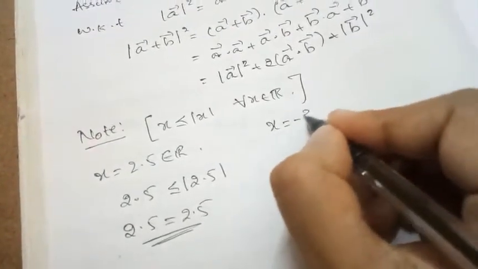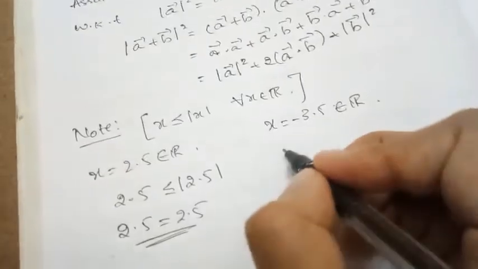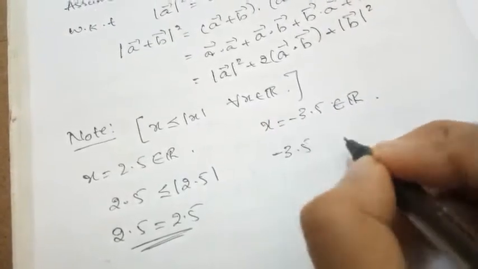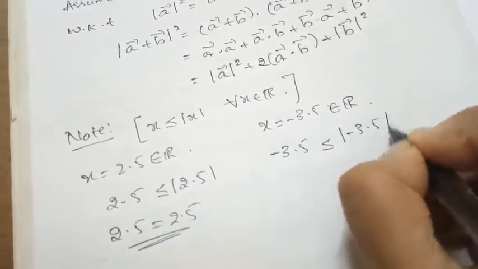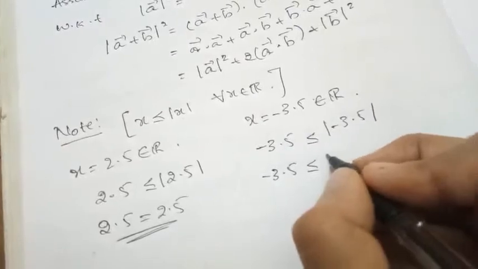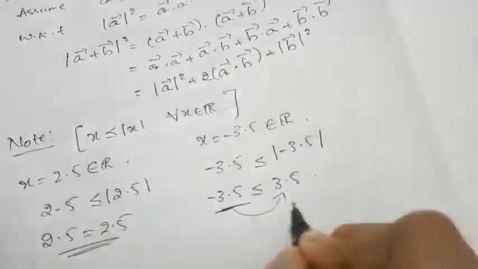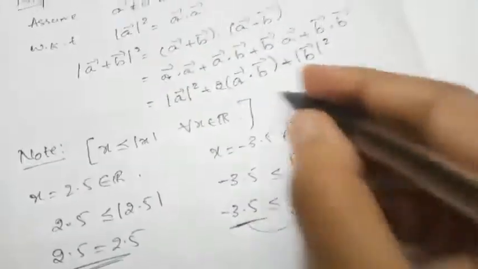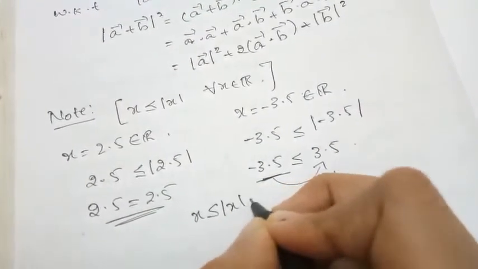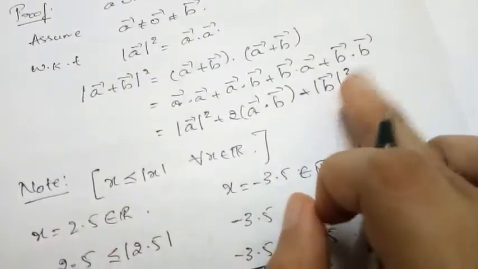Suppose I take x equal to minus 3.5. Clearly even a negative number belongs to the real numbers. So now look here, I am using this in the inequality. Minus 3.5 is less than or equal to the modulus of 3.5, meaning 3.5 itself. Clearly you can see that a negative number is always less than or equal to a positive number. So for any real number, we generally write x is less than or equal to modulus of x. Now I am using this result in this equation.